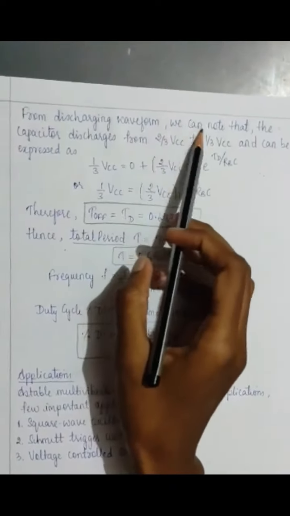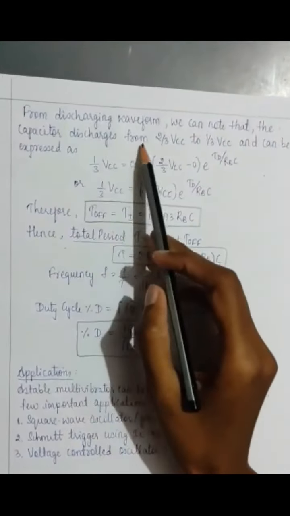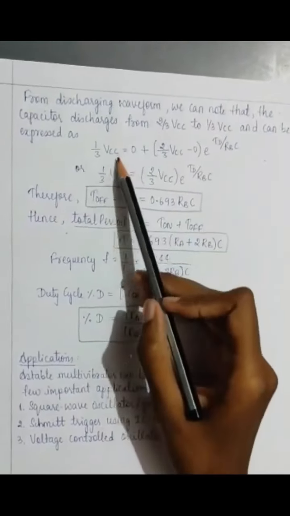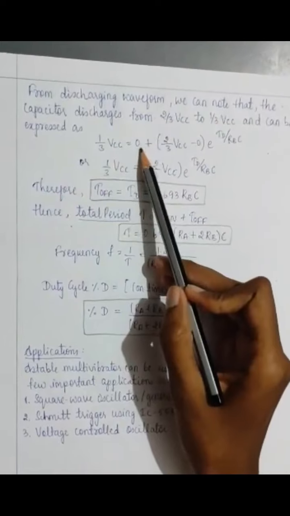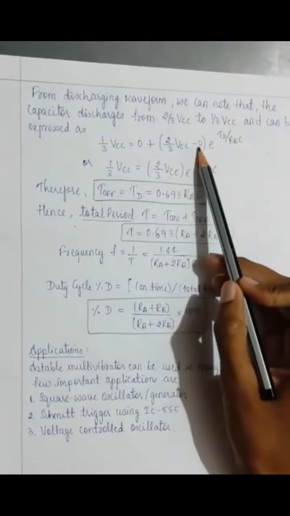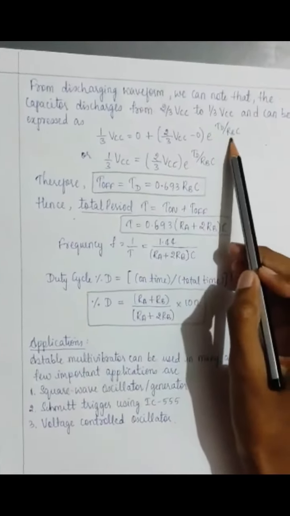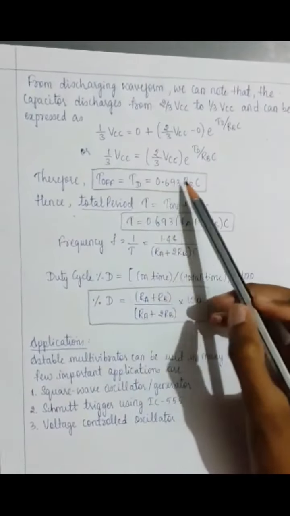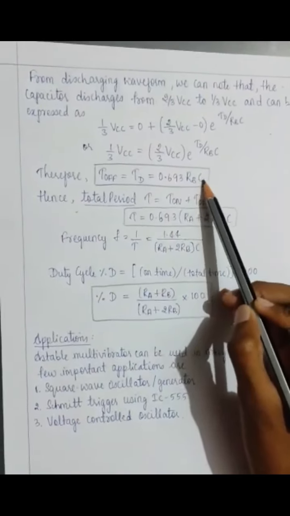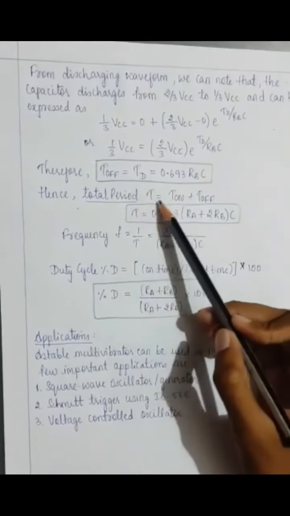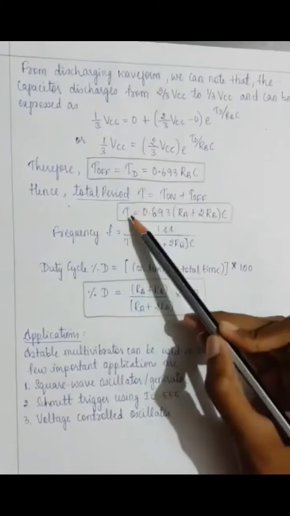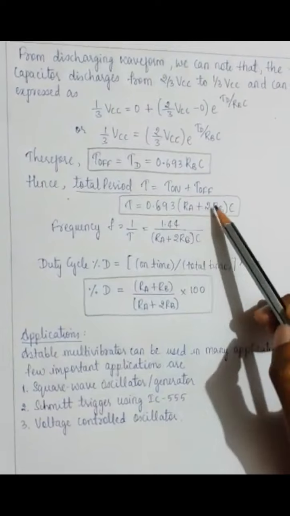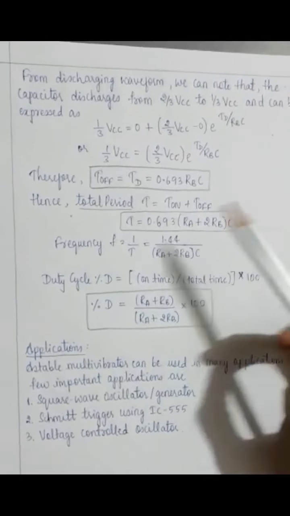From the discharging waveform, we can note that the capacitor discharges from 2 by 3 Vcc to 1 by 3 Vcc and can be expressed as 1 by 3 Vcc equals 0 plus 2 by 3 Vcc minus 0 into e to the power minus Td by Rb into C. So the T off condition, that is Td, is equal to 0.693 Rb into C. Hence the total period T is given by T on plus T off. T is equal to 0.693 into (Ra plus 2 Rb) into C.